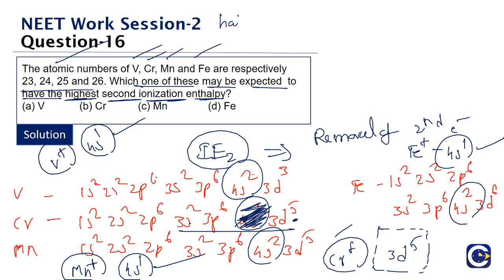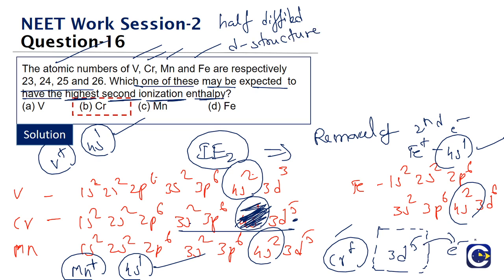So half filled d structure is the reason why chromium itself has an abnormal electronic arrangement, right? This is a stable arrangement. Half filled d structure is stable. If you want to remove an electron from a stable arrangement, it is going to require a lot of energy, isn't it? So the correct answer for this is what?